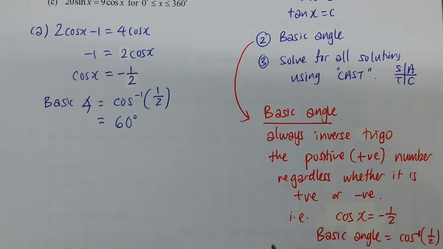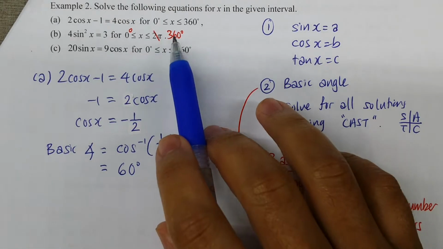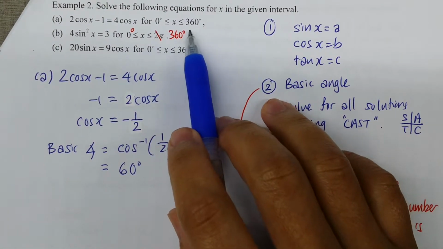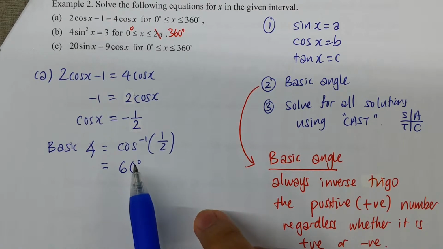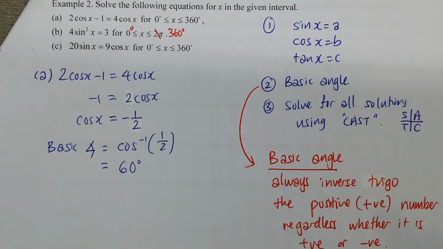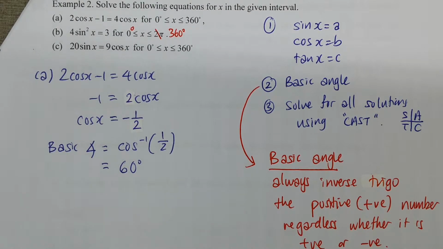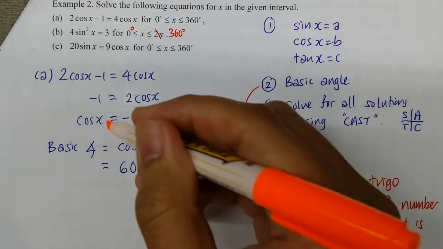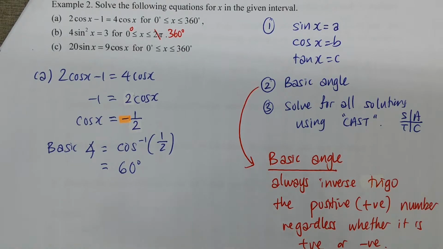Now, part 3, we will solve for all the other solutions within 0 to 360, because the question says find all the solutions for x from 0 to 360. I only got one basic angle theta, 60 degrees. And I realized that my cosine x is a negative number. So let me highlight this. My cosine is negative. So at this stage, I need to draw my ASTC.